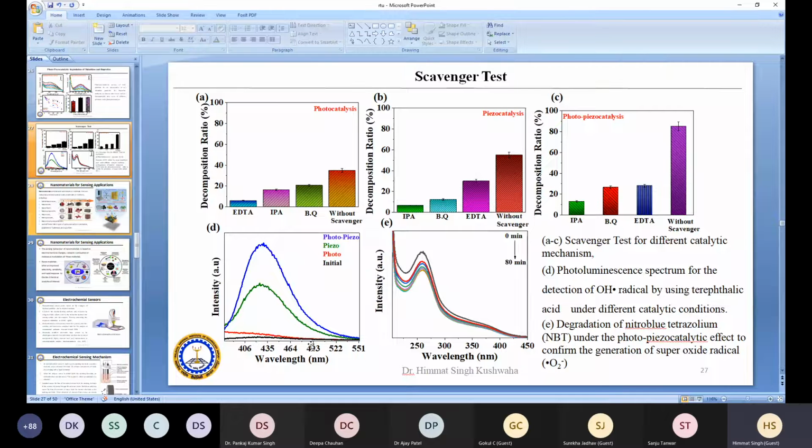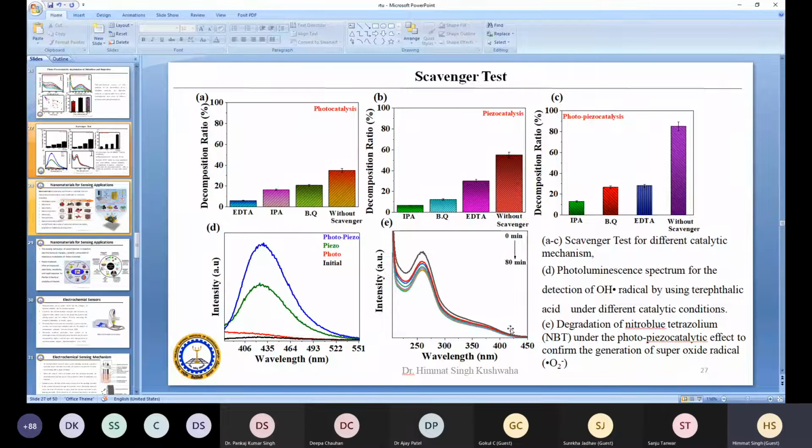So you can see in the photo process, there is very little generation of OH radicals. In the piezo process, more OH radicals are generated, and in photo-piezo, it has the highest generation of OH radicals. And the O2 radical can be probed using the NBT test, the nitro blue tetrazolium test.